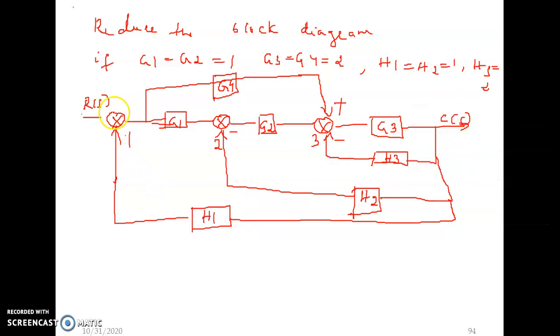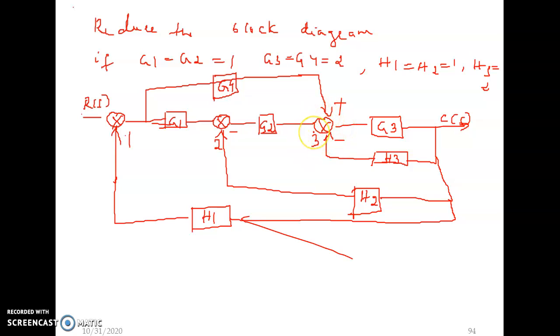Hello. Here is the explanation for the problem on block diagram reduction. The problem is: reduce the block diagram if G1 equal to G2 is equal to 1, G3 is equal to G4 is equal to 2, and H1 is equal to H2 is equal to 1, H3 is equal to 2. Now, in the first step, what we can do is we can split this summing point.